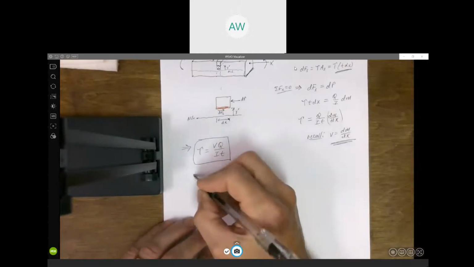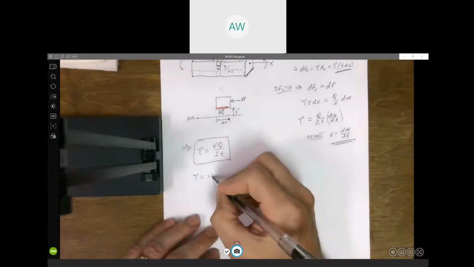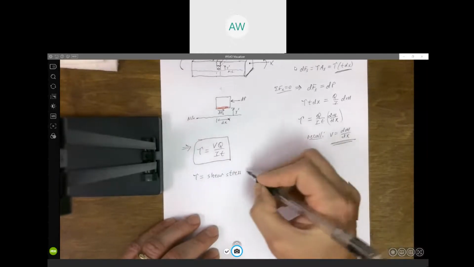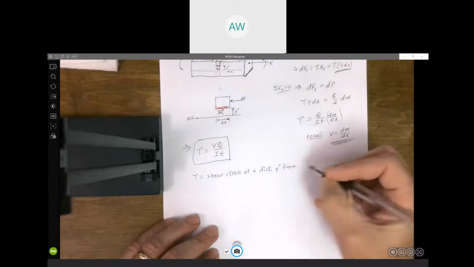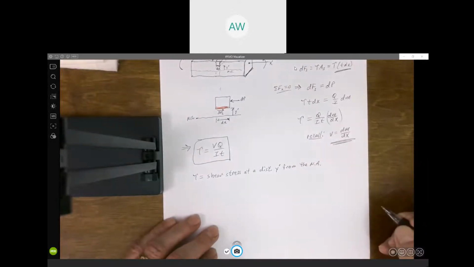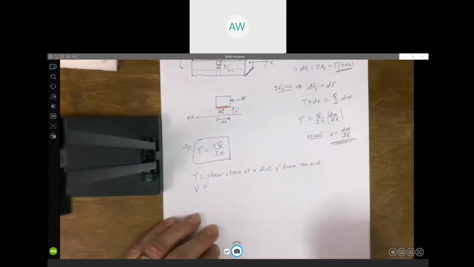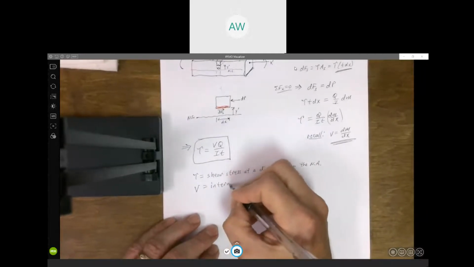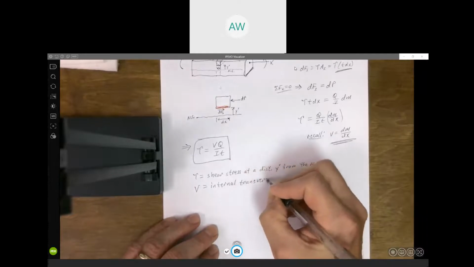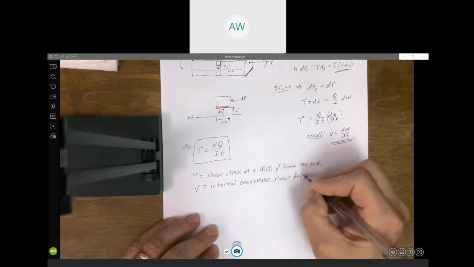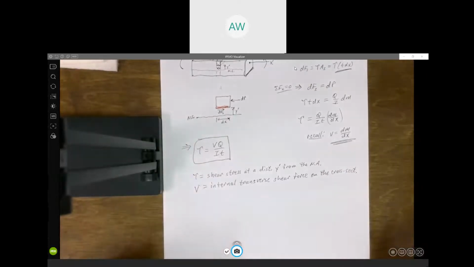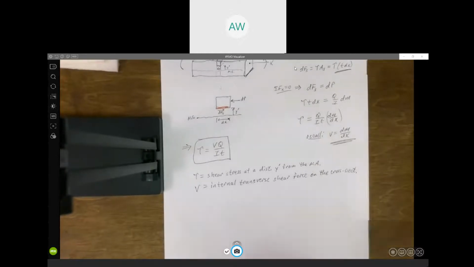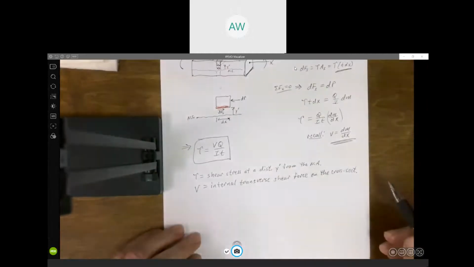So tau here obviously is the shear stress at a distance y prime from the neutral axis. V is exactly what it's been since day one. It would be the internal transverse shear force on a cross section. Back in the first section, when we cut it, we called it N, V, and M. We draw a shear moment diagram. This is V. That's what the V is in this formula.